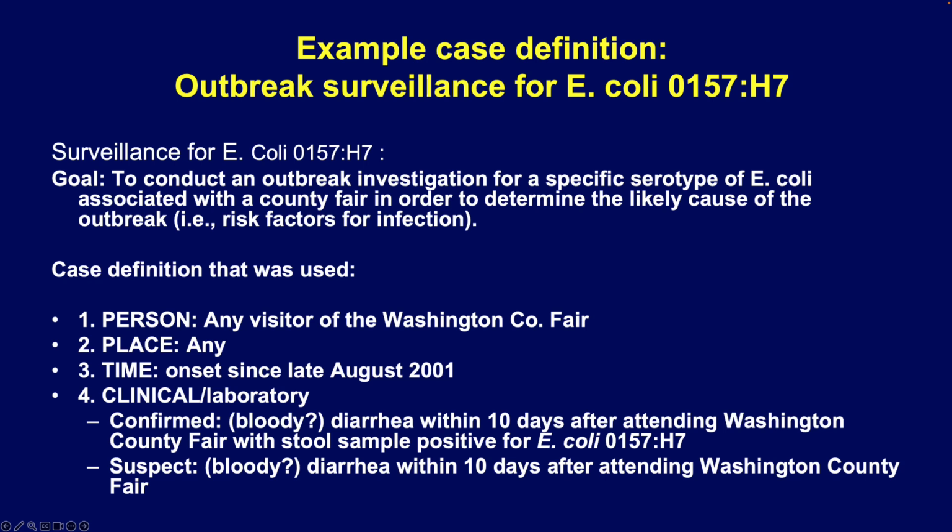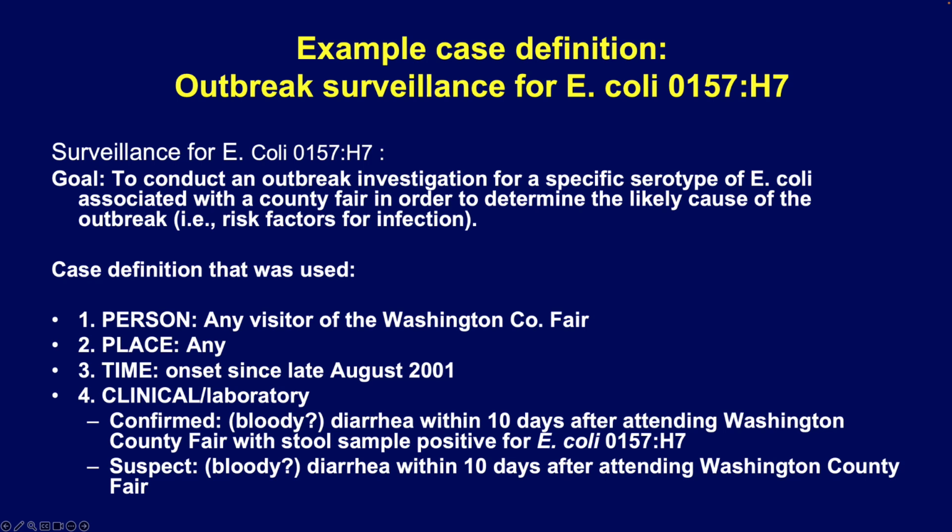As you can see, the case definition that was used specified person, place, and time, as well as clinical and lab information. For person, it had to be a visitor of the Washington County Fair where the outbreak was happening, and they could have lived or worked anywhere, and they didn't have to be a Washington County resident, but they did have to attend that fair. They also had to have onset of the infection since late August of 2001, and then some clinical and laboratory criteria. This is also an example of a case definition that has a classification system.